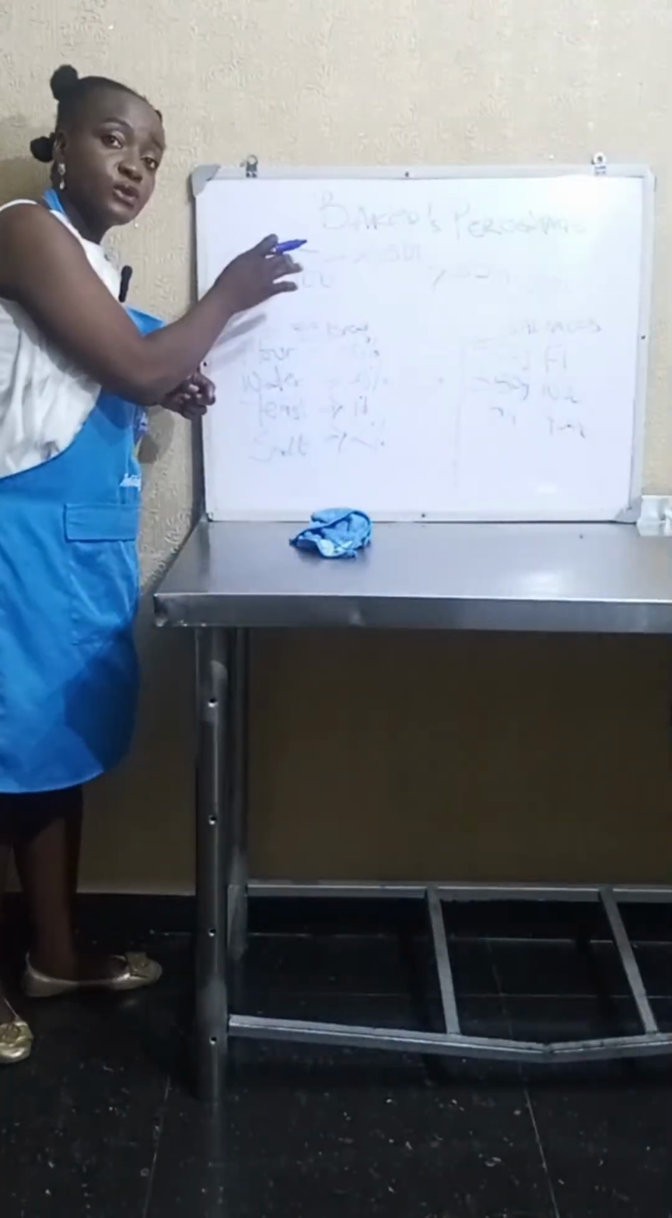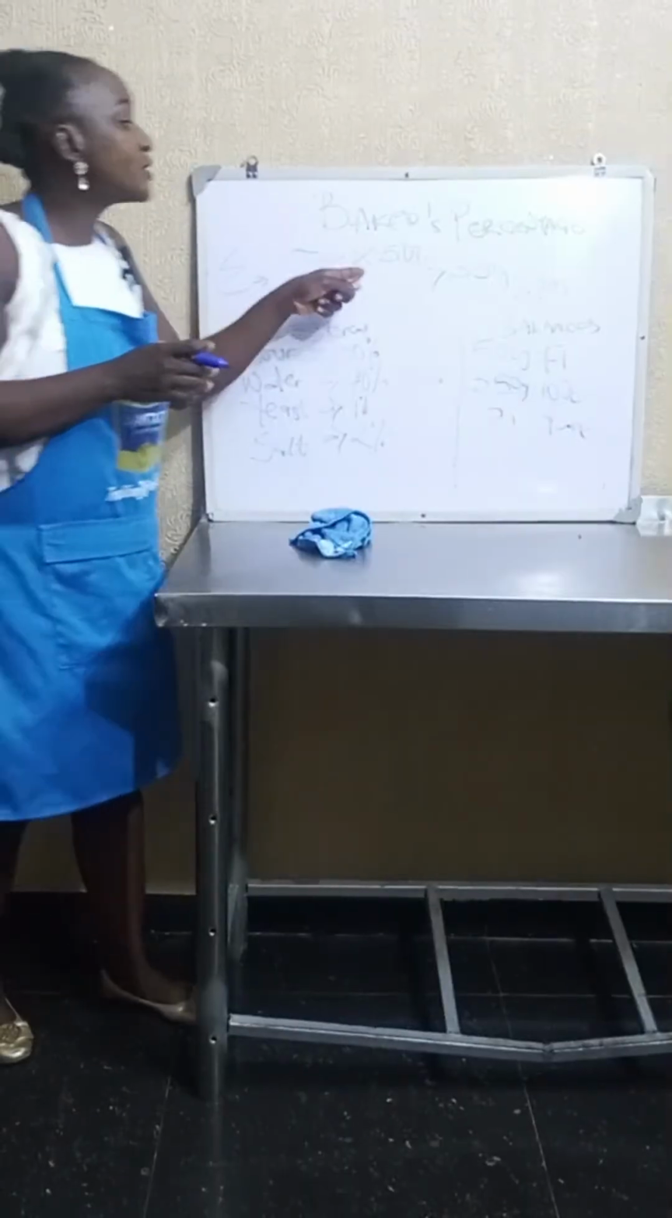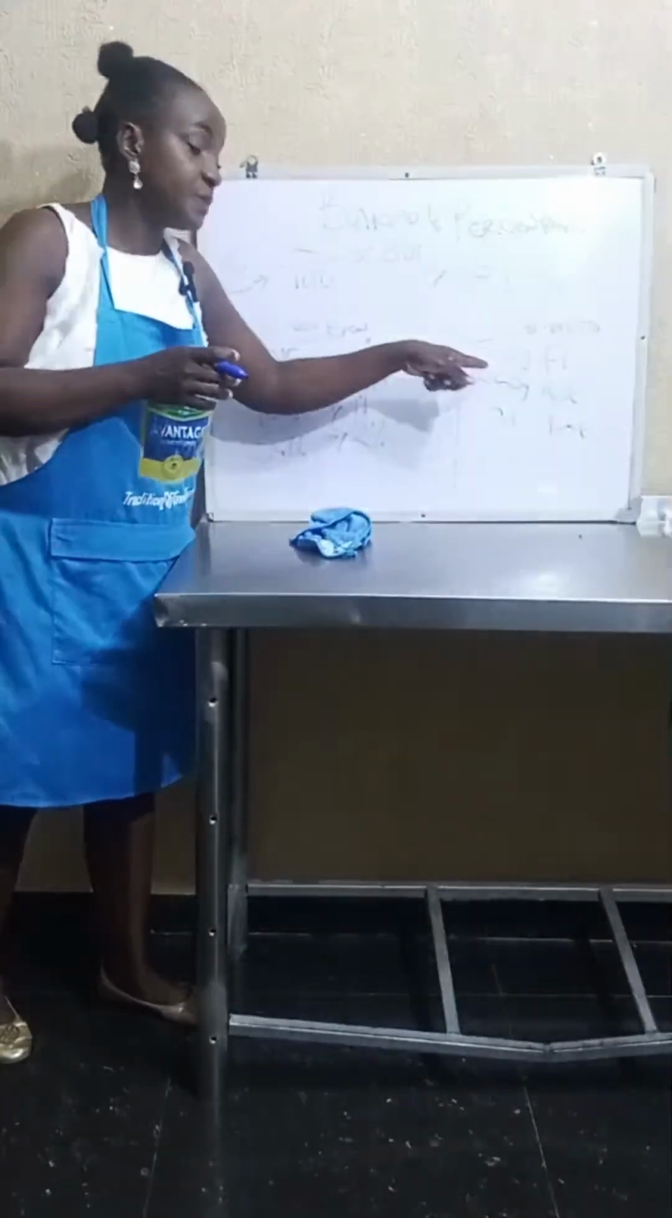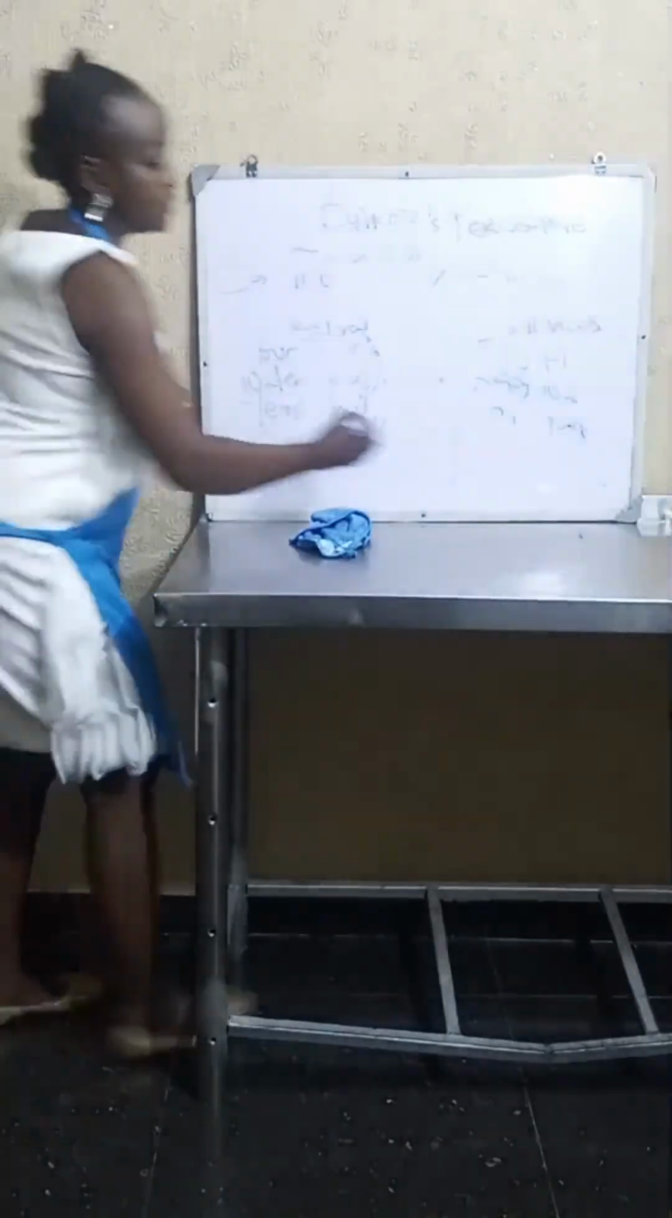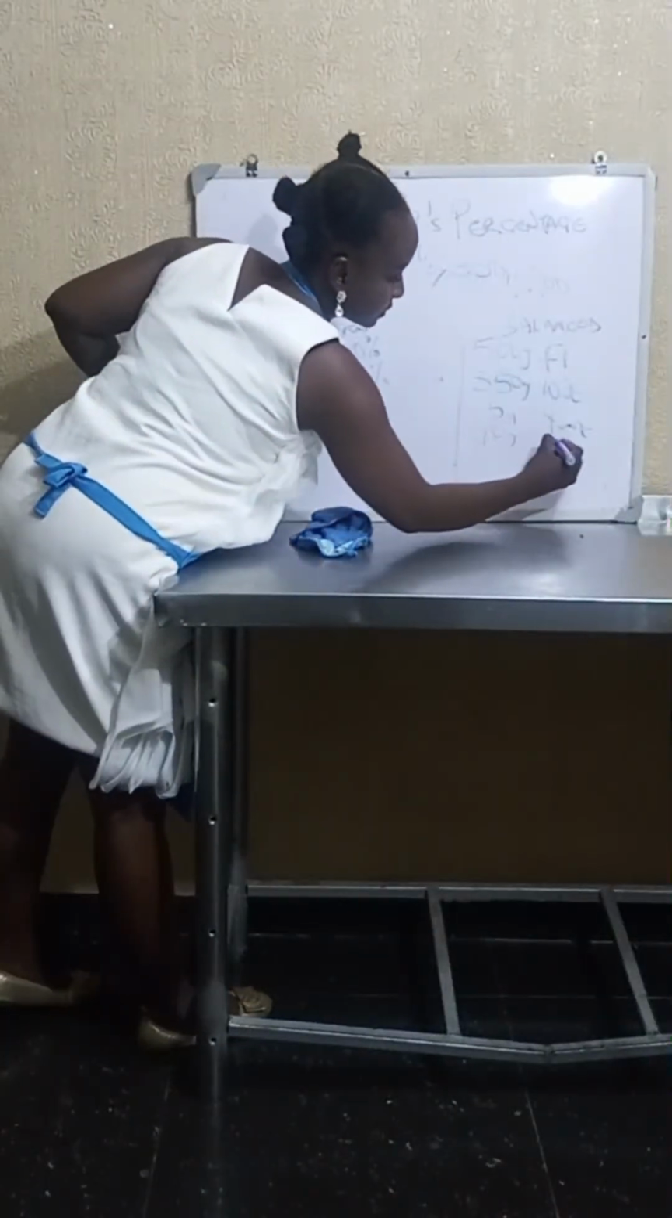So we have 2 grams of salt divided by 100, multiplied by the quantity of flour you're using for the recipe, which is 500 grams of flour, and then it gives you 10 grams of salt.